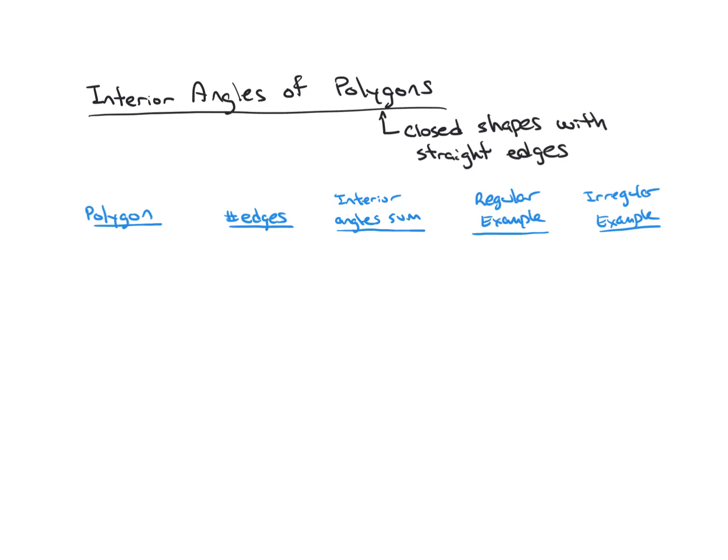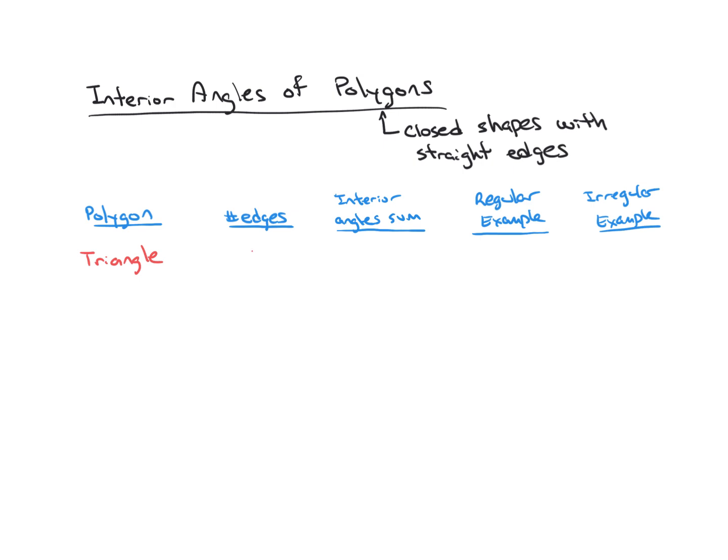Okay, so now we're going to talk about the angles inside of polygons. A polygon is just a fancy word for a closed shape with straight edges, with the simplest polygon being a triangle. Yeah, so a triangle is the simplest kind of polygon.